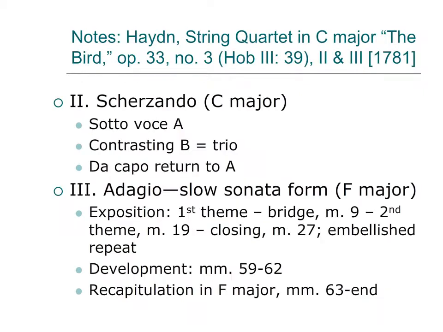In the 6 opus 33 quartets, Haydn calls his dance-like movements scherzos, rather than using the more dated terminology of minuet and trio. That said, this scherzando sounds very much like a minuet and trio. It has contrasting A and B sections and a da capo return to A. The 3rd movement is, somewhat unusually, a sonata form here, with a written out and embellished repeat of the exposition.